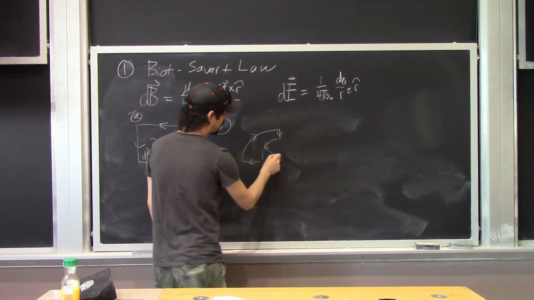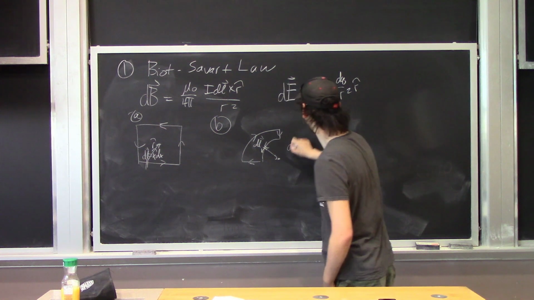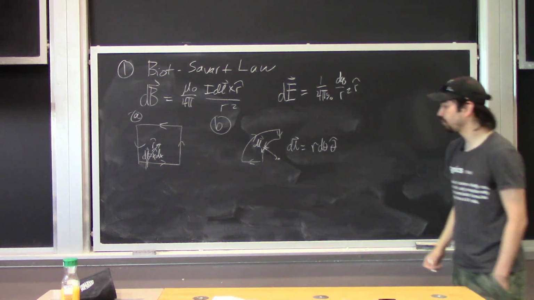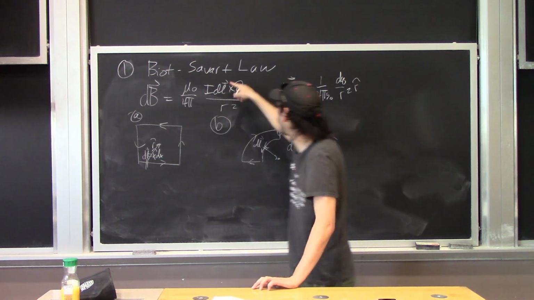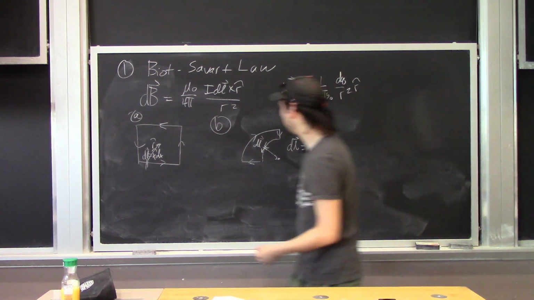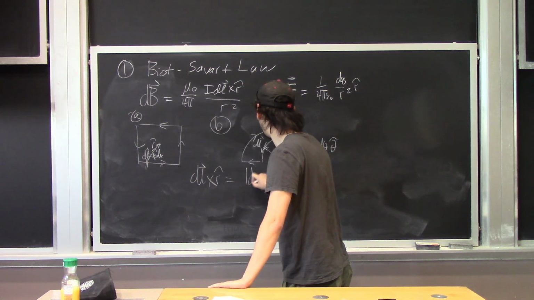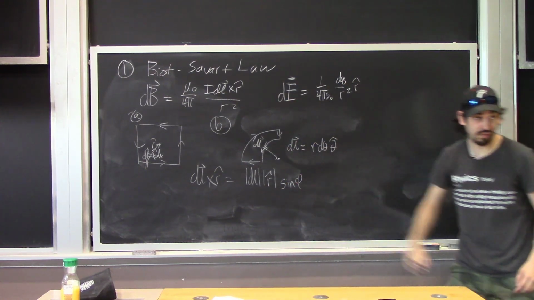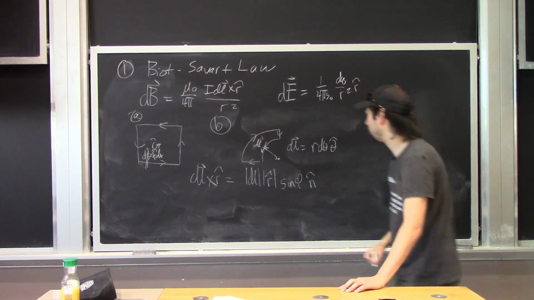For this one, dl goes around like this, so this is dl, where dl is going to be equal to r d theta times theta hat. Now the other difference is the way that I evaluate the cross product. In general, dl cross r hat is equal to the magnitude of dl times the magnitude of r hat times the sine of the angle between them. I'm going to call this angle phi to differentiate it from this angle theta, because these are not the same angle, times the unit normal vector n hat.